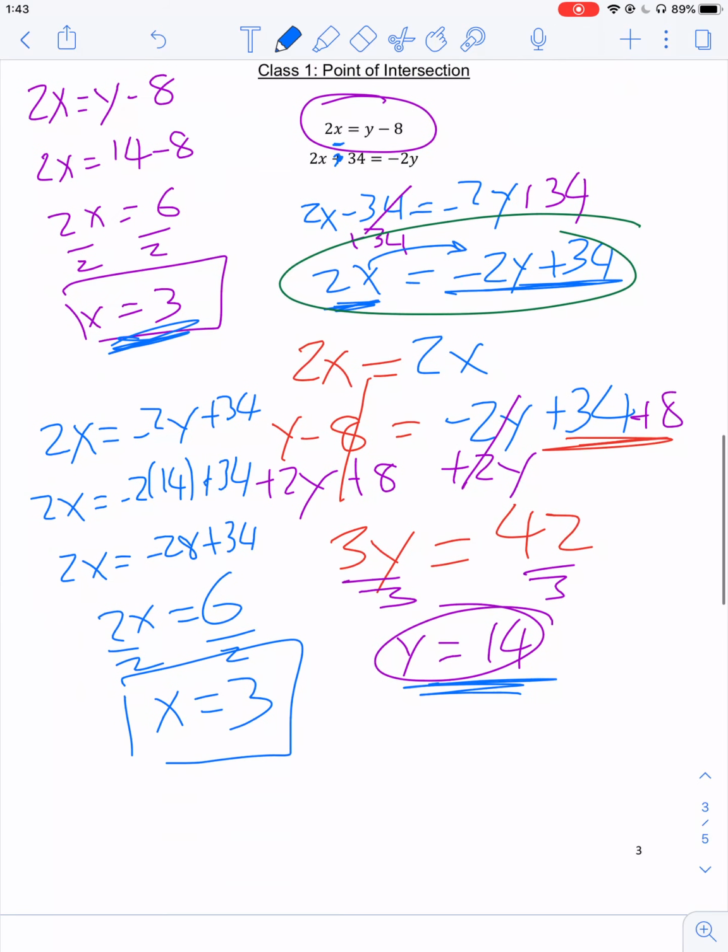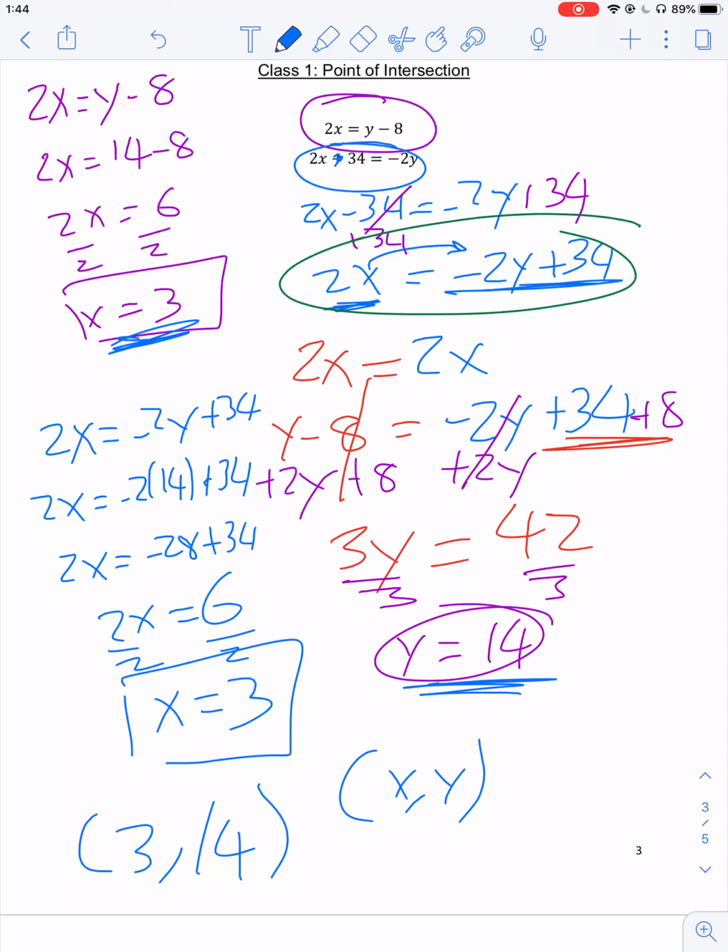So your point of intersection is x comma y, right? So my x is 3 and my y is 14. Okay, so this is your point of intersection. And again, you can graph this if you want. You would just have to solve for y, right?